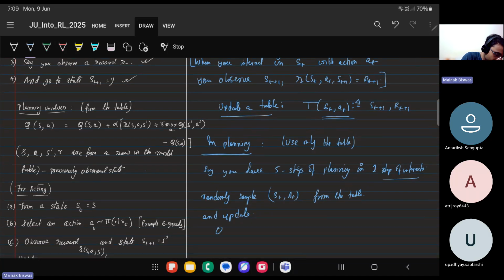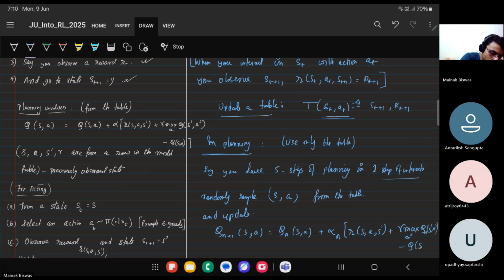Again, Q_{n+1} of s_t. Instead of writing s_t, a_t, I'll just write s, a as Q_n of s, a. I'm just not putting the t's in planning, and I'm putting t's in non-planning states. So it will be easy for you to understand. Clear?